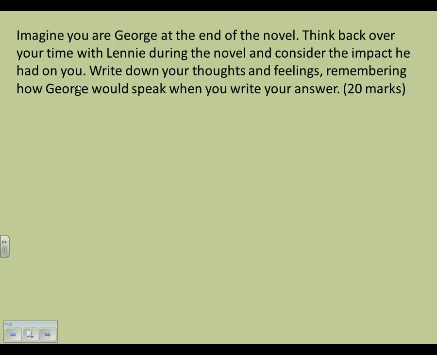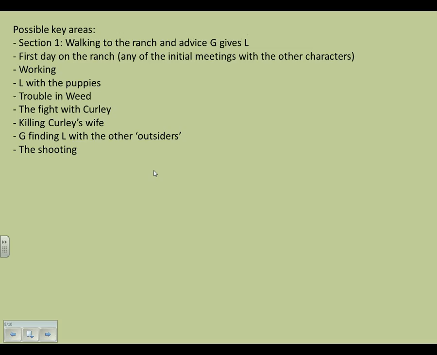And we also need to write as if we were George. Okay, well, so this is my plan, my 3 to 5 points. You can see I've got more here, because if I can use my timing effectively, I can get more in. So I'd obviously look back at walking to the ranch and giving advice to Lenny.